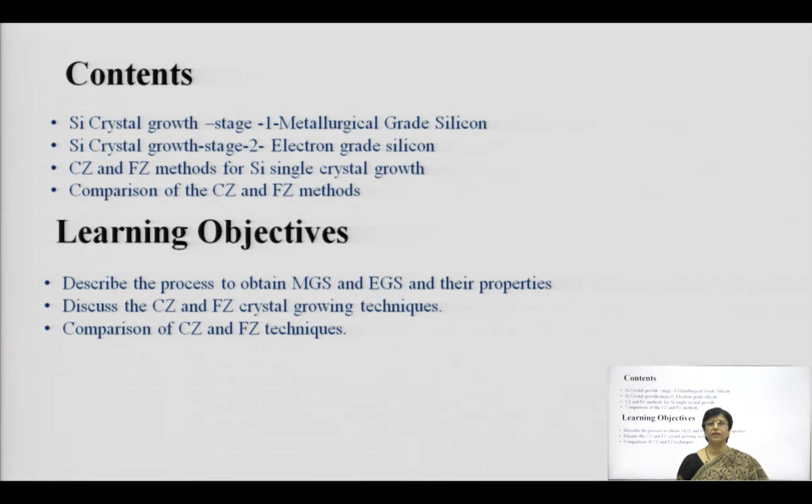The learning objectives are describing the process of silicon growth, which starts with MSG and electron grade silicon preparation, and finally you will be able to compare both the crystal growth processes, that is Czochralski crystal growth process and float zone process. So, comparison of both the processes which are available for silicon growth.